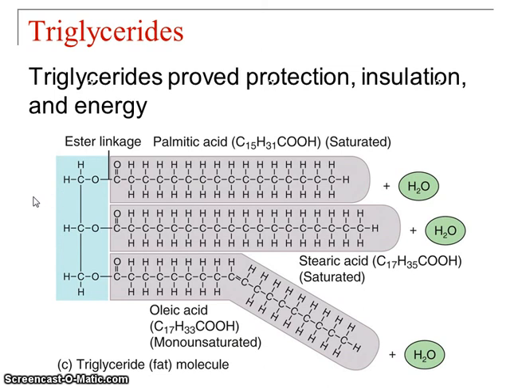Next, triglycerides, they're protection, insulation, energy. So we store our fats generally as triglycerides. And when you've got your fat cells, they provide protection and insulation, so they cushion our organs. They provide insulation so we can keep in heat better, and then we can break them down for energy. So we've got a backbone with 3 fatty acids hanging off.